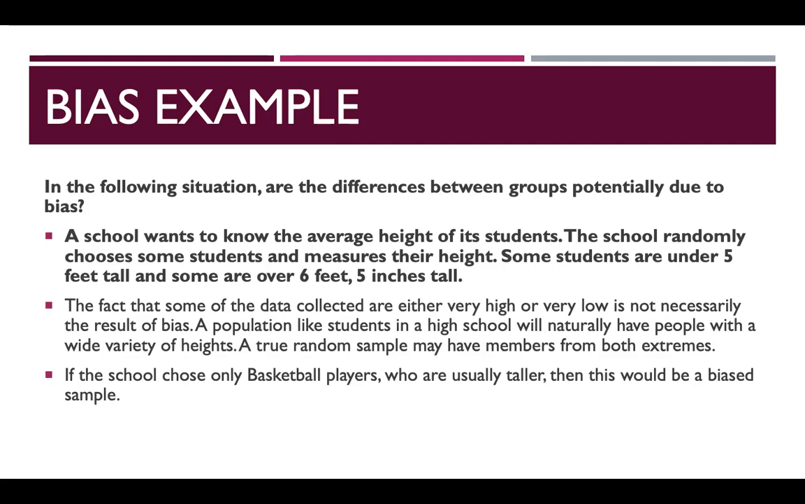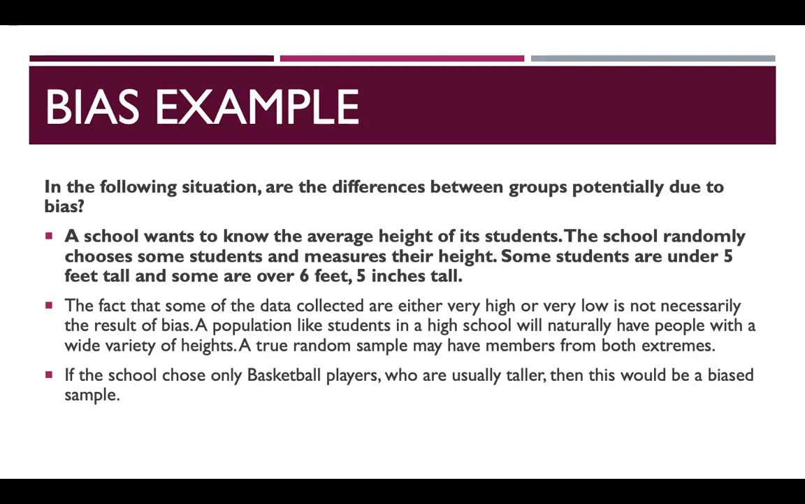So the fact that some of the data collected here is either very high or very low is not necessarily the result of bias. We said in the last example, it was because they were very different because of when she was asking it. But a population like students in a high school will naturally have people with a wide variety of heights. So in school, you have some people who are short, you have some people that are very tall. So that's not necessarily biased, that's just how heights work.